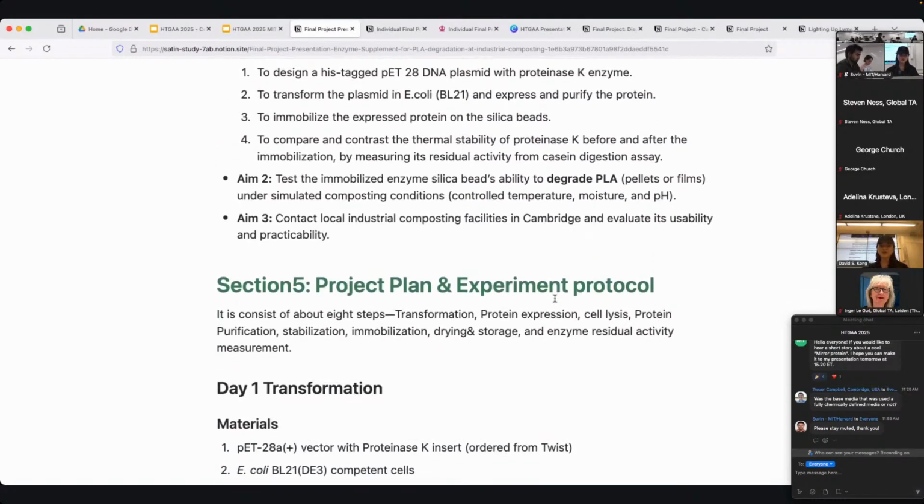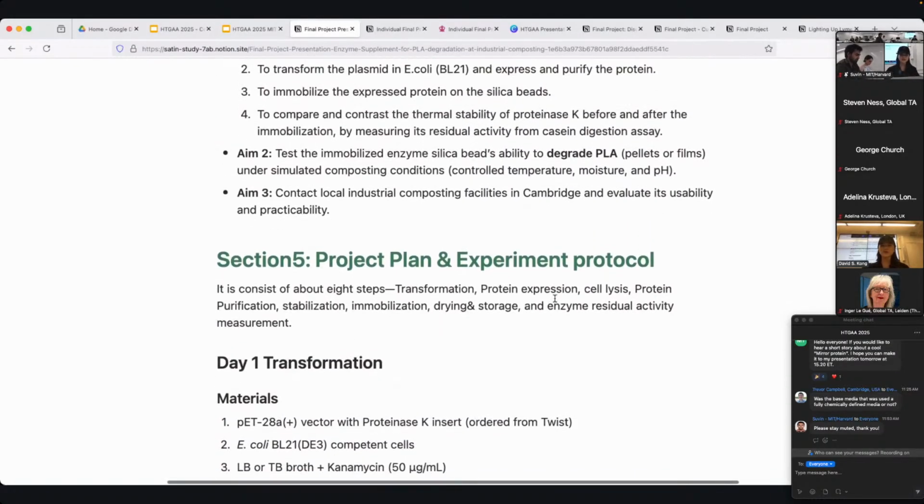For the project plan, it consists of 8 steps: transformation, protein expression, cell lysis, protein purification and stabilization, immobilization, drying and storage, and enzyme residual activity measurements. Unfortunately, I could only get to the protein expression stage.